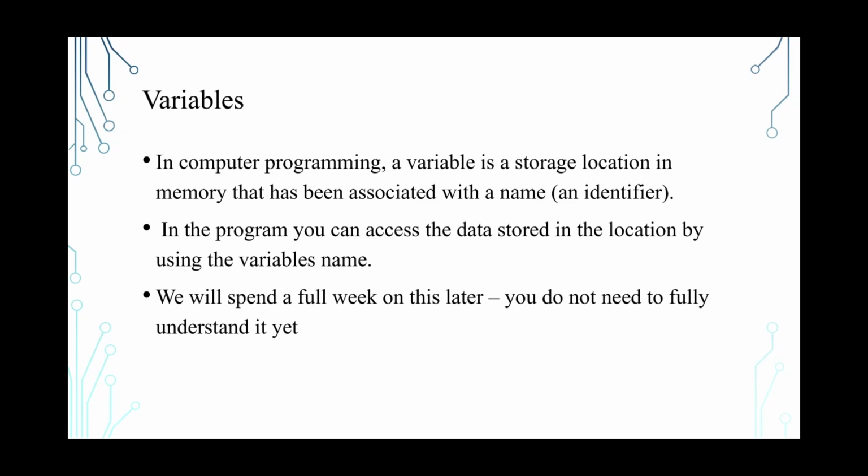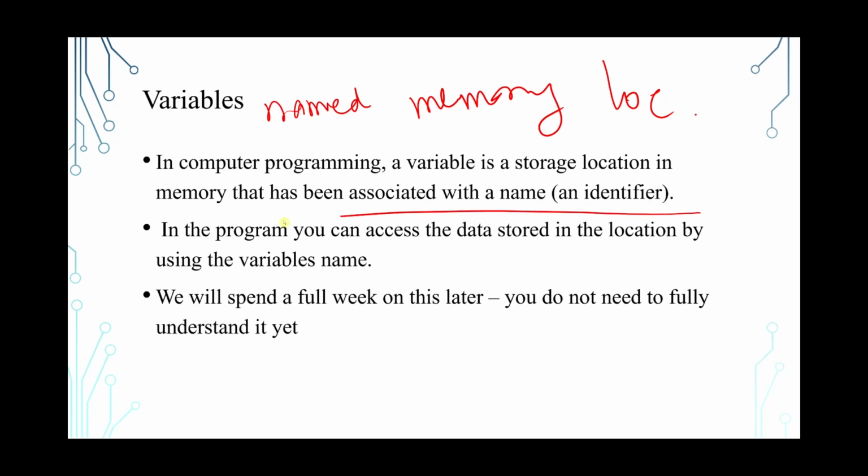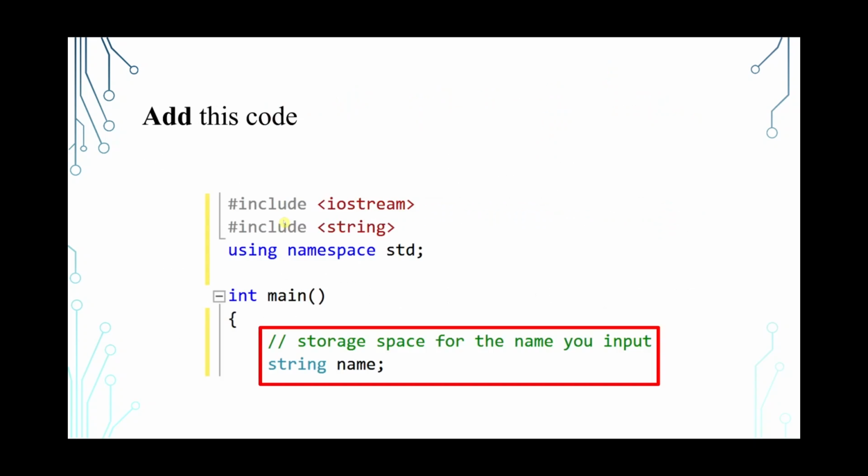A variable is a named memory location. It is a storage location in memory that has a name or identifier associated with it. In the program, you can access the data stored in the location by using the variable name. We will spend a full week on this later, but for now, we are just going to use it immediately.